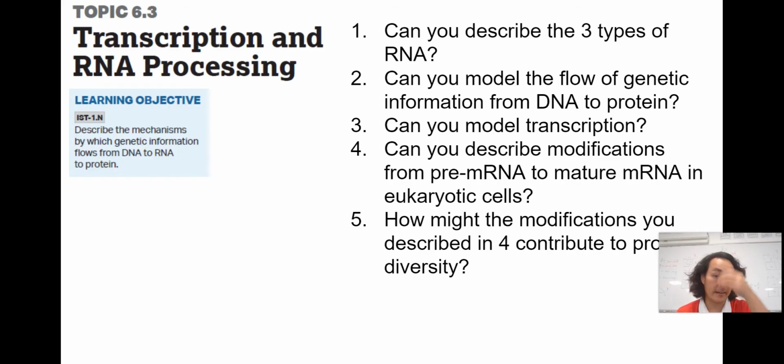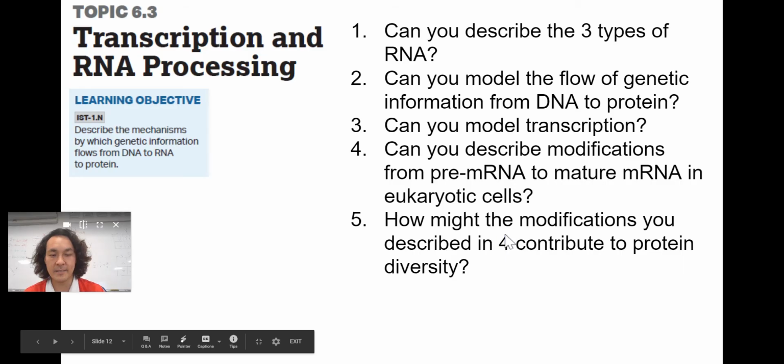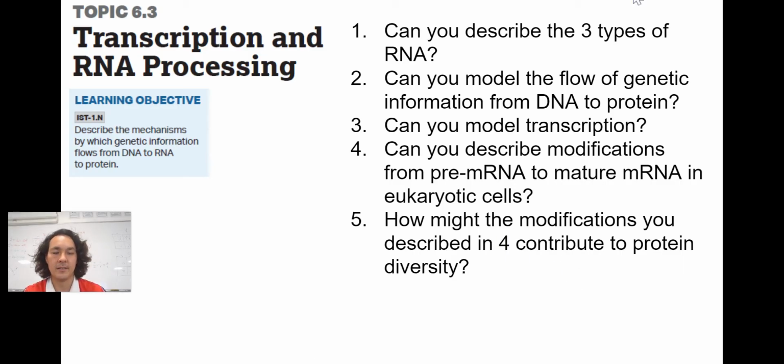All right, so can you describe the three types of RNA? Can you model the flow of genetic information from DNA to protein? Can you model transcription with initiation, elongation, and termination? Can you describe modifications that go from pre-mRNA to mature mRNA in eukaryotic cells? And how might these modifications you described in number 4 contribute to protein diversity?